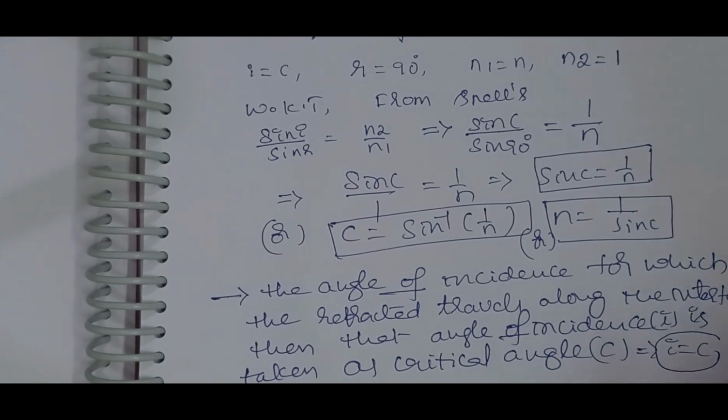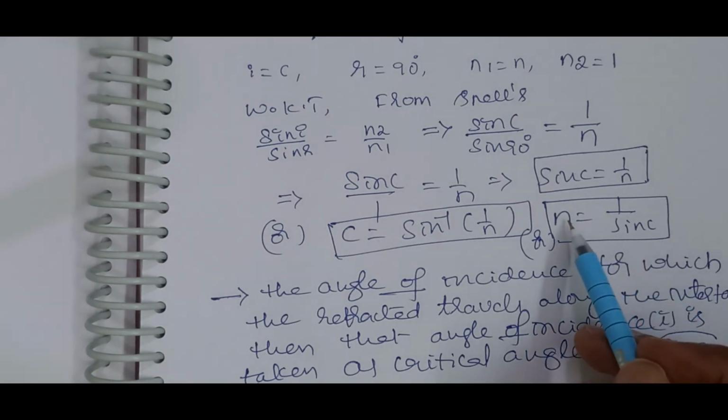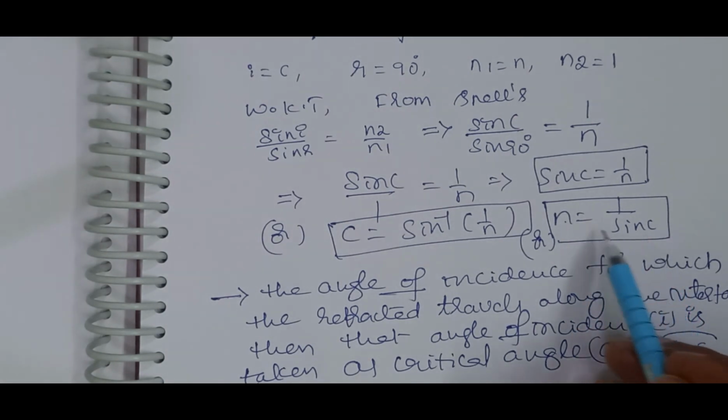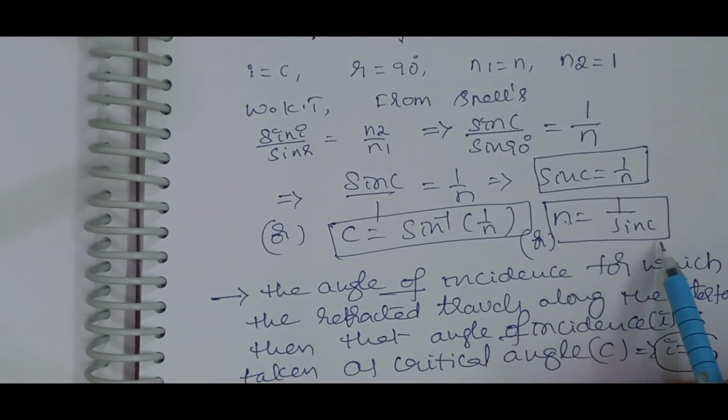And you know the relation between the refractive index of the denser medium and the critical angle. One is in the numerator position, the other is in the denominator. So between them they are inversely proportional. If the refractive index is higher, the critical angle will be lower. If the refractive index is lower, the critical angle will be higher.